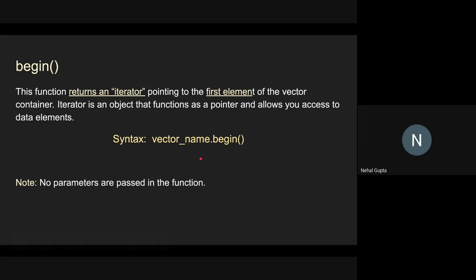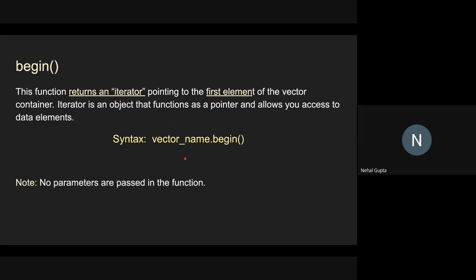For example, if we have the vector as 1, 2, 3, 4, 5, the begin function will return an iterator to the first element. First element was 1, so it will return an iterator to the first element. What is an iterator, you may ask? An iterator is an object that functions as a pointer and allows you to access the data elements. As you all know, a pointer points to a memory location, right? It points to where a variable is. That is exactly how an iterator works. An iterator also points to a memory location.